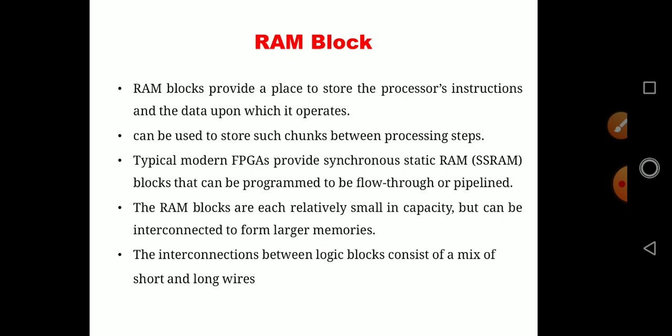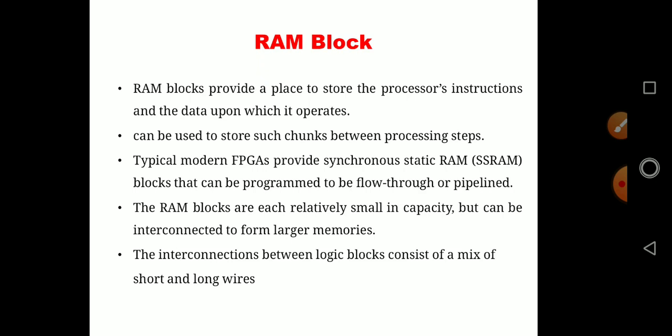And the interconnection between the logic blocks consists of a mix of short and long wires. Usually the different logic blocks are connected by using these wires. These wires can also be programmed. Depending upon which RAM they need to be connected to, logic blocks nearer are connected by using the short wires, and those far away from each other are connected by using the long wires. So this was all about the basic internal structures of an FPGA.